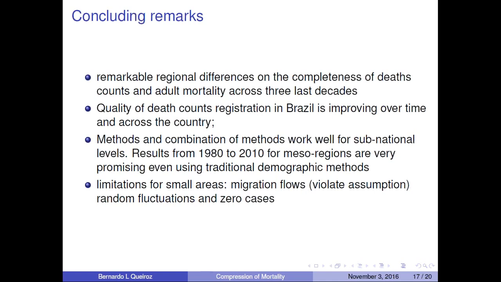The main limitations are migration flows that violate one important assumption, which we deal with in a very simple way. We produce the estimate of completeness ignoring the young ages that have both flows and zero cases. So zero might not be an event, but zero also might be an event that wasn't reported. So we have to deal with that.